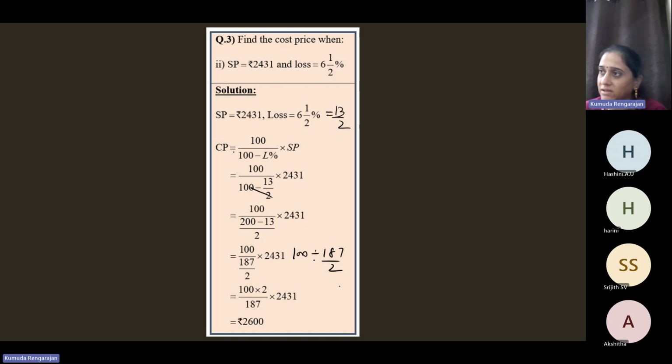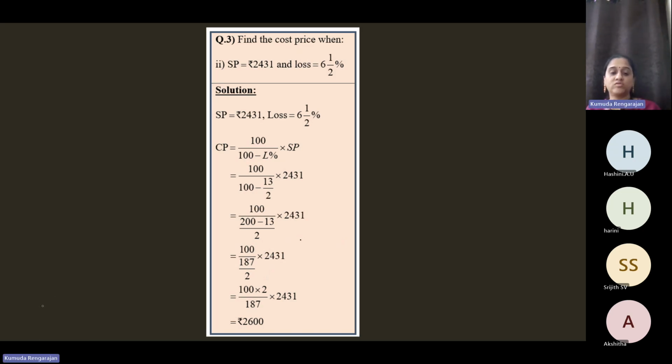What is this? It's 100. Because what's the formula? The formula is 100 by 100 minus loss percent. So it is 100 by 187/2. So which means it is 100 divided by 187/2. So it will be 100 into 2 by 187. This 2 will come up to the numerator. Then cancel and get the answer.